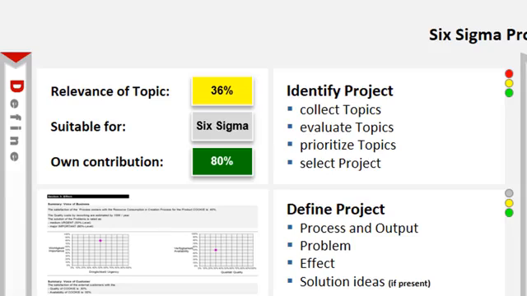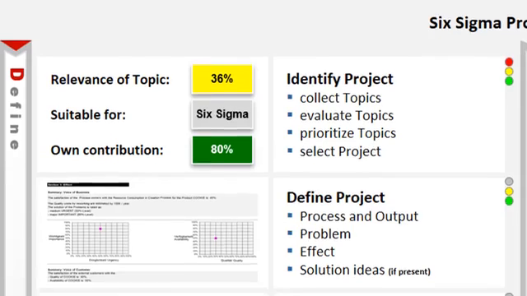If a process is repeated, if there are more than about 10 products or services generated or delivered per month, if the products or services show a weakness in quality, availability or resource consumption, if an internal or external customer is affected by this problem, and if the causes of the problems are suspected within the company's processes, then the topic is probably suitable for a Six Sigma project.